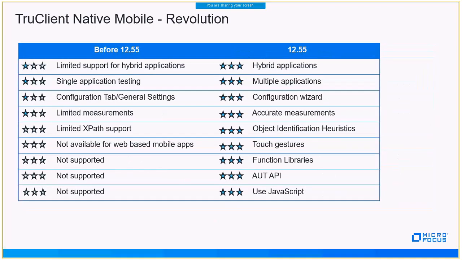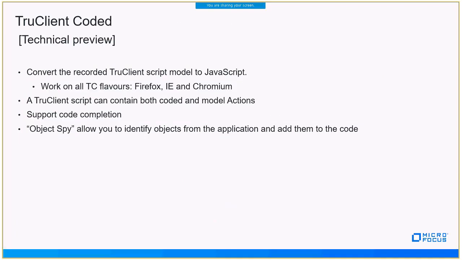We have also significantly improved the TrueClient native mobile flavor for working with real devices, again with tight integration with Mobile Center. And this brings me to the whole new feature in TrueClient, which we call coded TrueClient or TrueClient coded, depending on if you read left to right or right to left, and we are presenting this in this release as a technical preview. So you all know what a TrueClient script looks like. It is model-based, clear text, and edited with different events and object references.